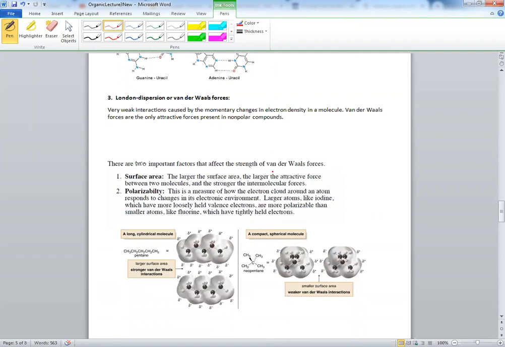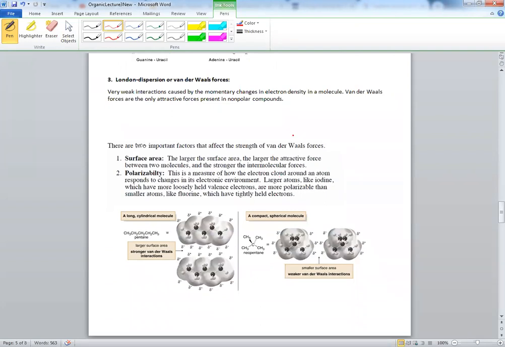And finally, you have the London dispersion forces or van der Waals. They're actually a little bit different than van der Waals, but we're going to use that terminology just to go with your book. These exist in all molecules, okay? So they apply to all molecules.